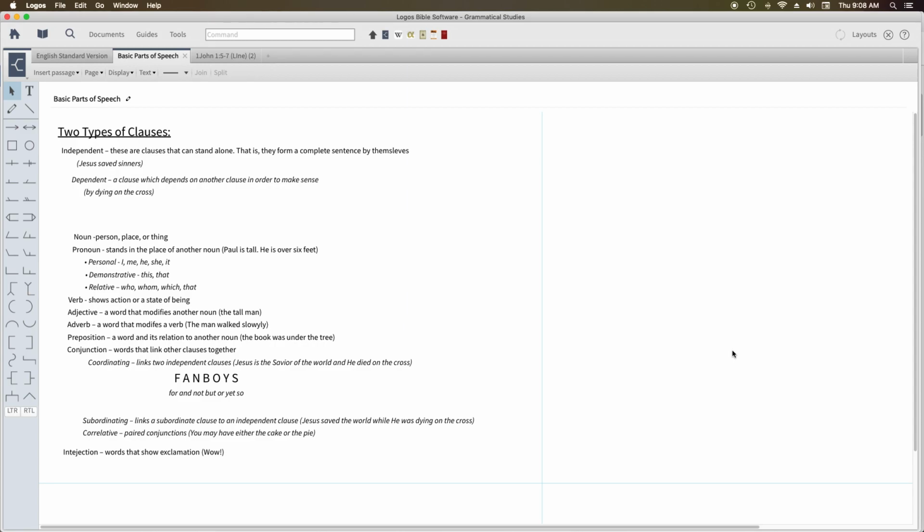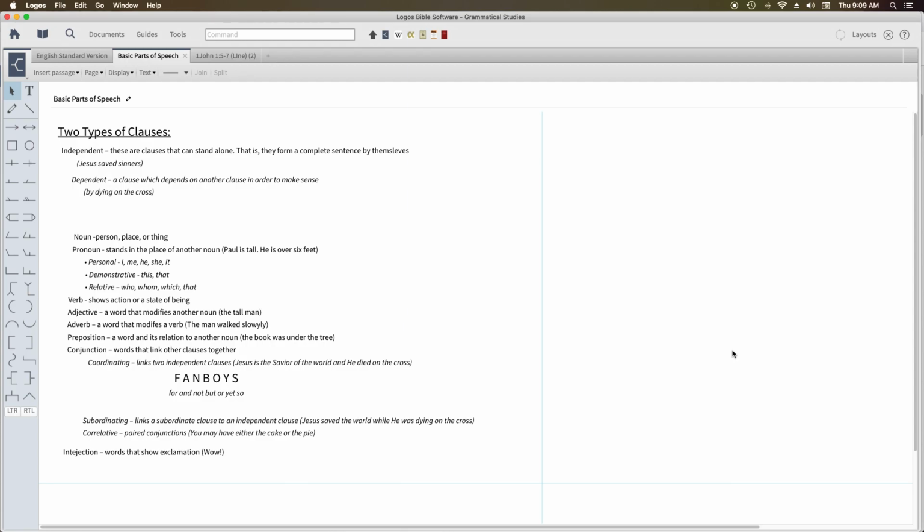So if I say, I went to the store, I bought milk and bread and cereal, that word "and" is linking that list together. I bought these three things: milk and bread and cereal. So they link lists together. Most commonly, they link clauses together. And so there are three types of conjunctions that you need to be aware of.